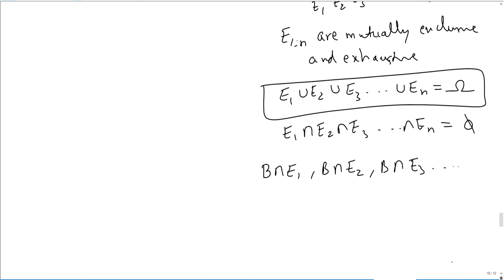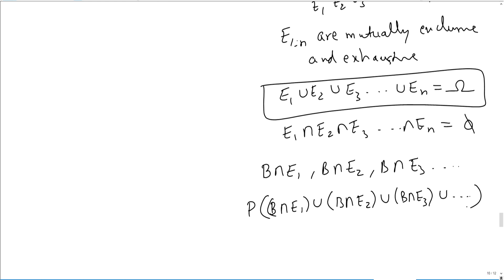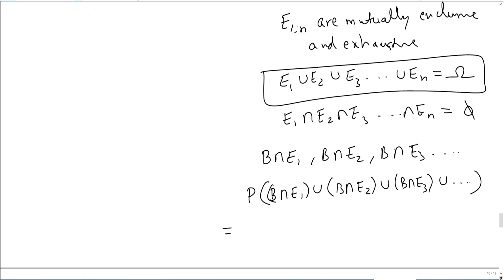Okay. Let us say I want to calculate probability of B intersection E1 union B intersection E2 union B intersection E3 and so on. Now, can you apply the third axiom here? You can, because B intersection E1, B intersection E2, B intersection E3, all these events are going to be mutually exclusive.